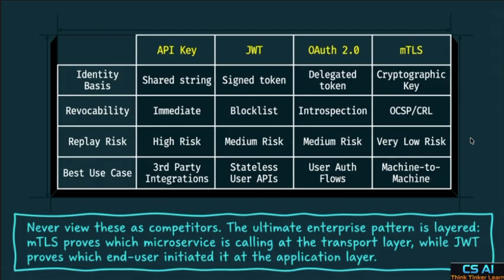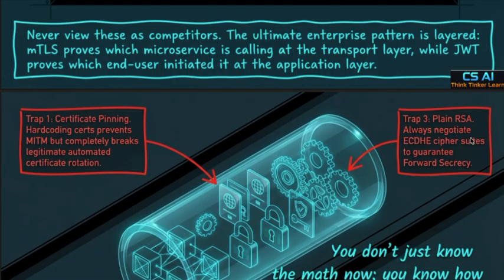The ultimate enterprise pattern is layered. Use mTLS to prove which machine is talking at the transport layer, and a JWT inside that tunnel to prove which user initiated the request at the application layer.